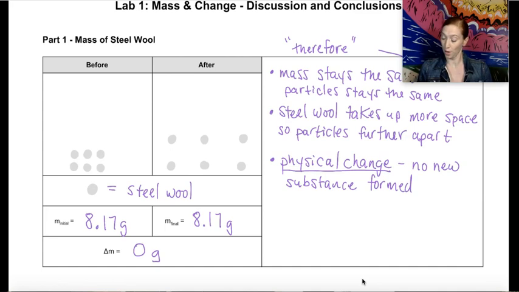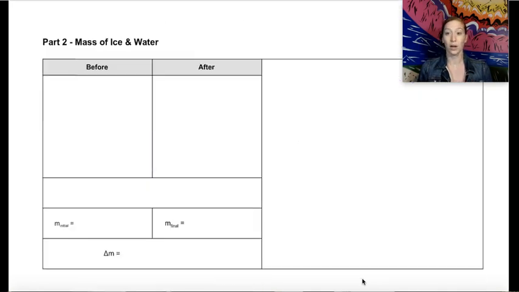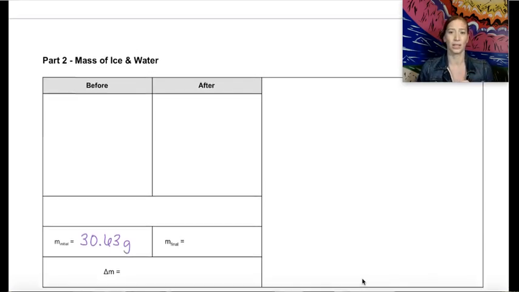Let's take a look at part 2. Okay, part 2 is the mass of ice and water. I want to go ahead and fill in my data first for the before. The before, the mass of the beaker with the water and the ice in it was 30.63 grams. Okay, now a couple of things I want to think about as we are getting started with this.